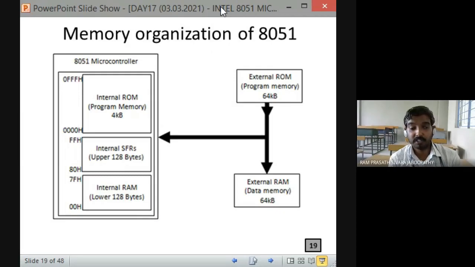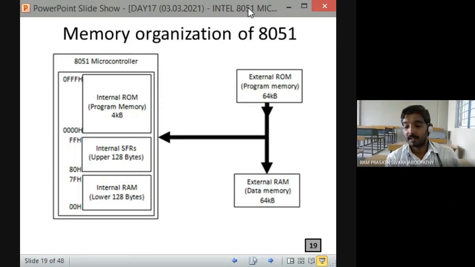So now we will go with the memory organization. How the memory is organized in the case of Intel 8051, that we will discuss. Probably with this topic, we can stop today's session. So memory organization is a very, very important thing when you are going for a microcontroller.